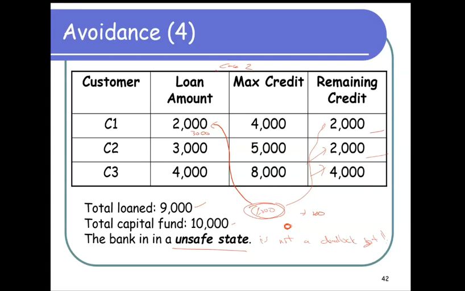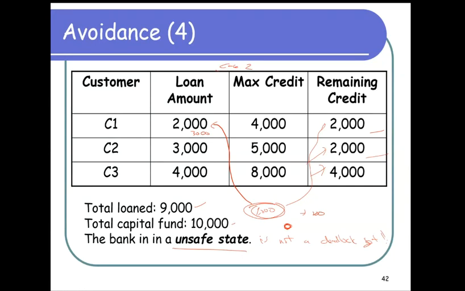At least a single user the bank can satisfy, but this one not. The bank cannot satisfy any users with the remaining credit. So this unsafe state is not a deadlock yet, but it's a potential to be a deadlock. The bank should not operate like this.